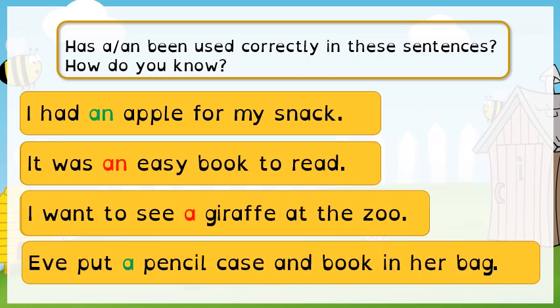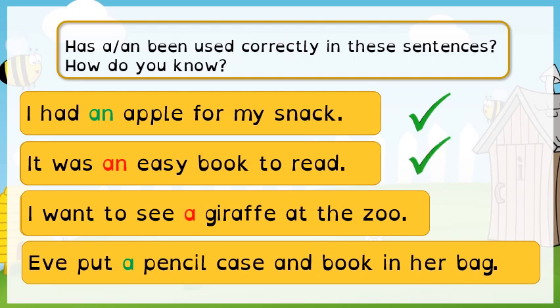Let's look at these. I had an apple for my snack. Apple starts with a vowel. Yes, they've done it right. It was an easy book to read. Easy starts with an E. That's a vowel. They've done it right again.